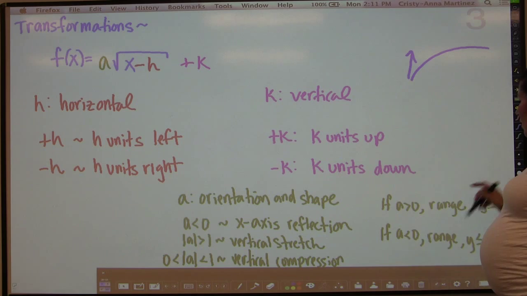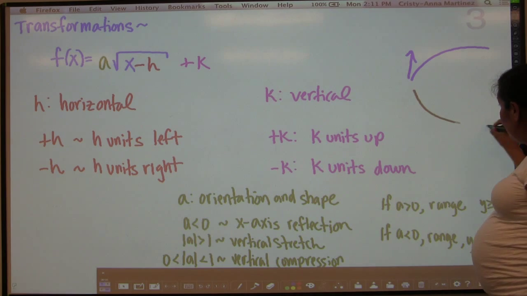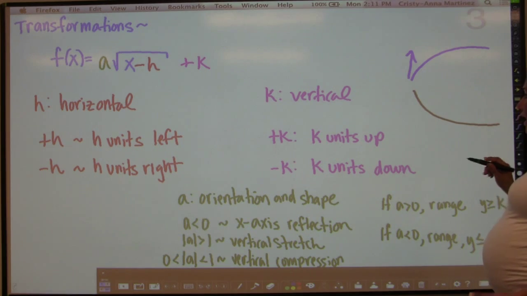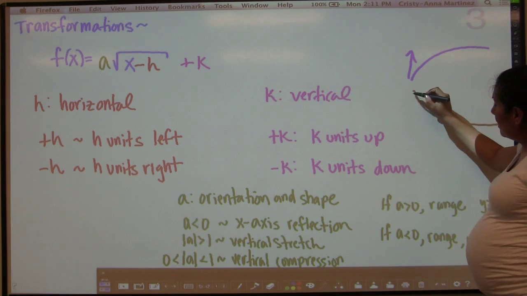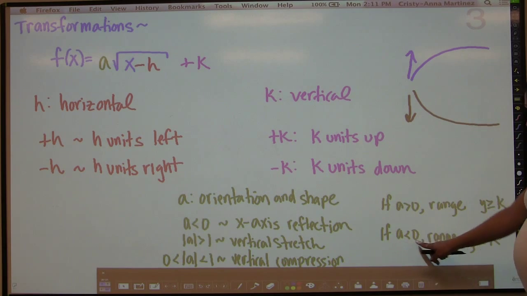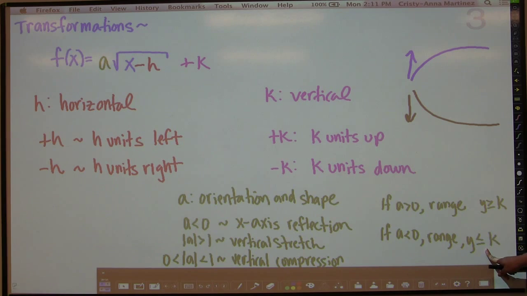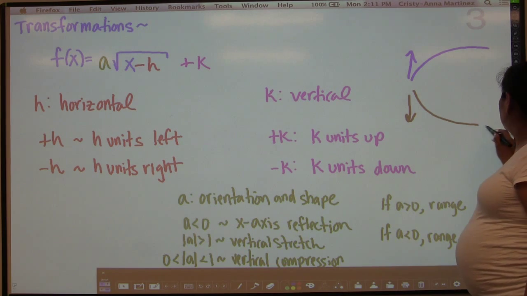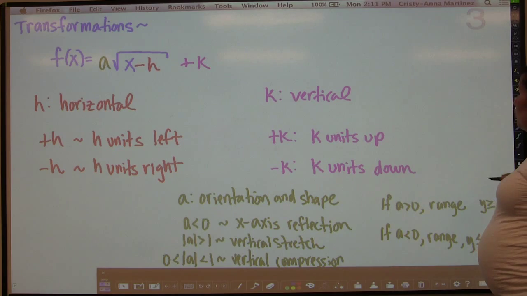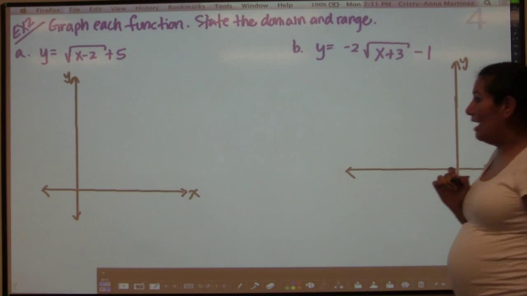But in the case where A is negative, your graph's going to look like this. And so therefore your range, instead of going up, is going to start at k and go down. So you'll see that it says the range is y less than or equal to k in that case. Alrighty, so keep that in mind as you transform graphs, because we're going to do that now.